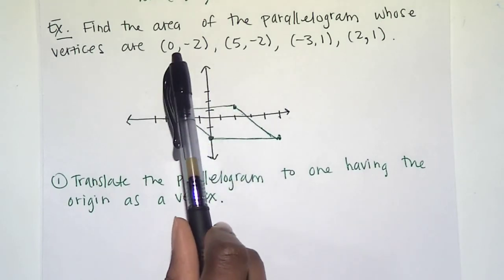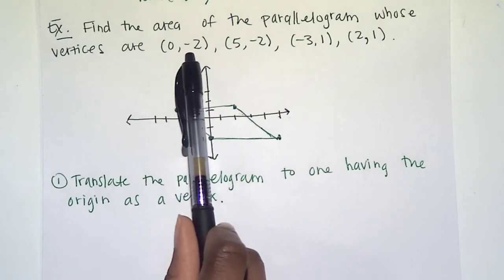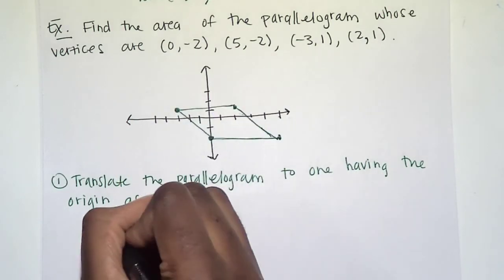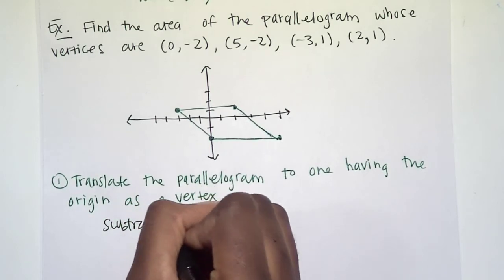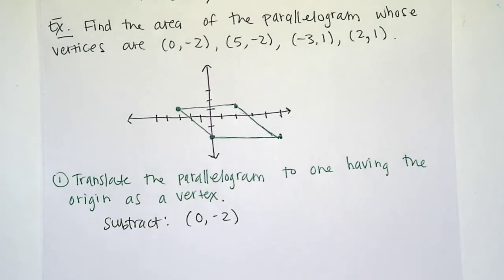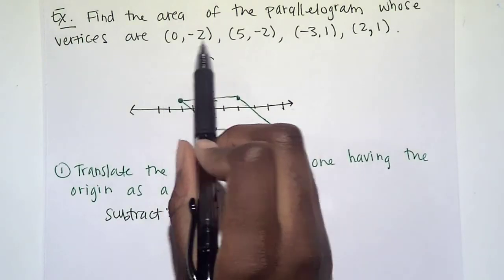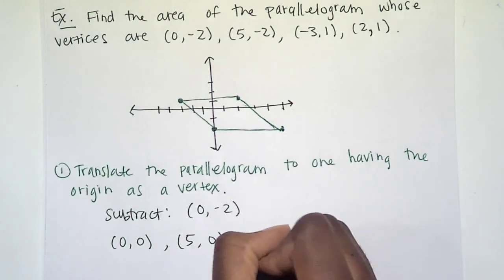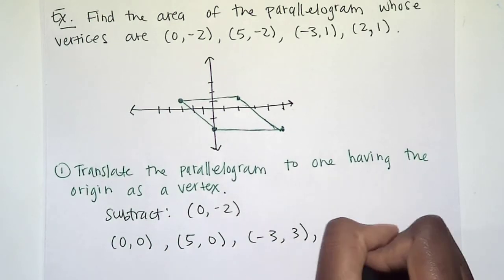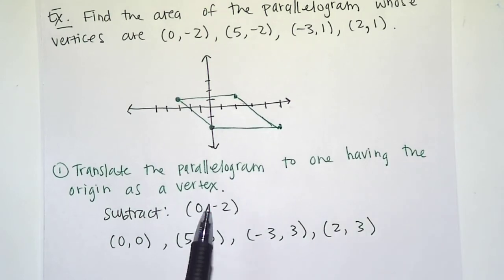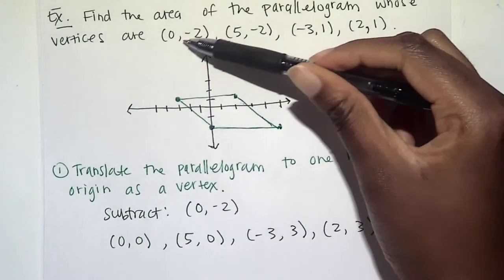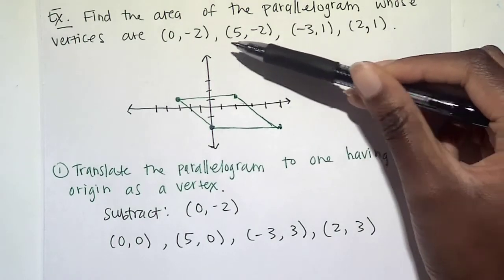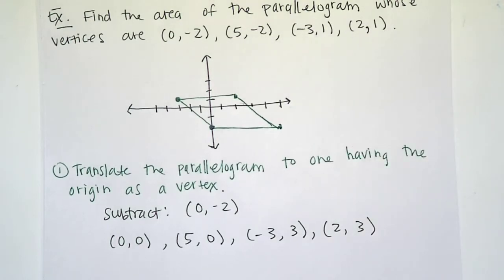I'm going to choose this one and change this vertex to be at the origin. To do that, I'm going to subtract (0, -2) from every single one. That is going to give us (0, 0), the origin, (5, 0), (-3, 3), and (2, 3). I'm just subtracting 0 from each of the x values and -2 from each of the y values. And then we're going to get another parallelogram.